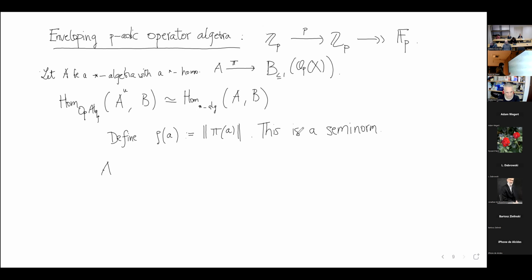Then I can complete A in the semi-norm first. Well, I can't complete it directly, but I first need to divide out the kernel. So given such a semi-norm, I can just take the set of X in K such that rho is 0. And now I define A rho as A modulo this thing. And then I complete in the quotient.